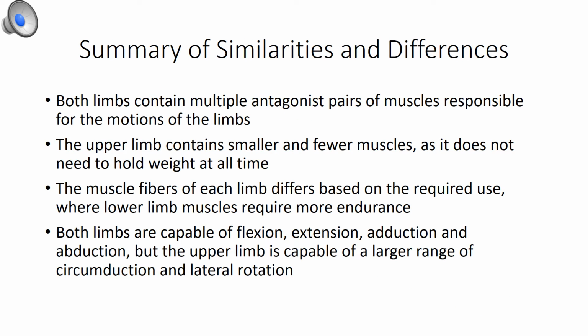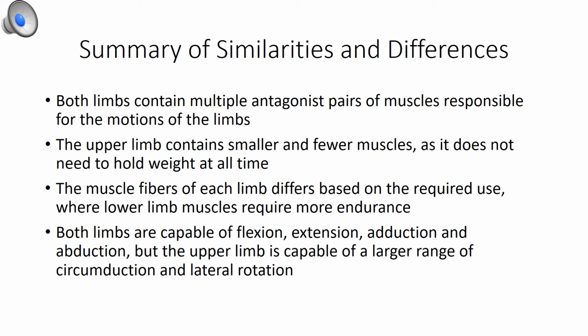In order to finish this presentation, I will present a quick summary of the similarities and differences that we studied and talked about through these past few slides. The first point says that both limbs contain multiple antagonist pairs of muscles responsible for both motions of the limbs, just like triceps and biceps in the arm. After, the upper limb contains smaller and fewer muscles as it does not need to hold weight at all times and only needs fast-paced motion exercises.